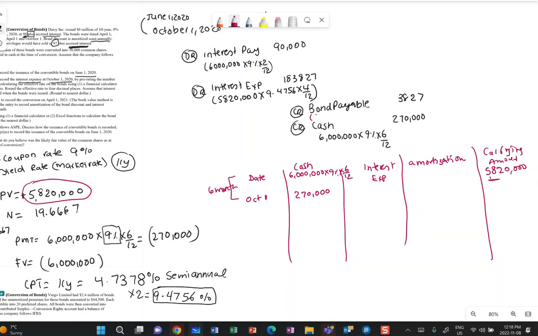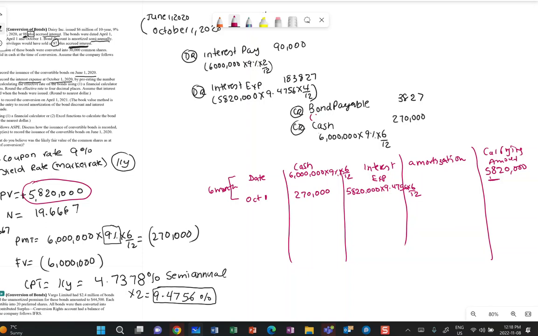When you're calculating the interest expense, you always take the carrying amount of 5,820,000 multiplied by your market rate, 9.4756, times 6 divided by 12. How are we going to do that? I don't have the number at this point. I forgot to bring a calculator, but I can use my phone. Give me a couple of minutes to work out the number.